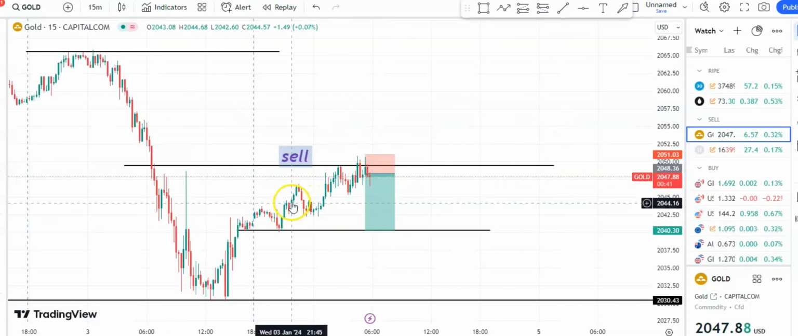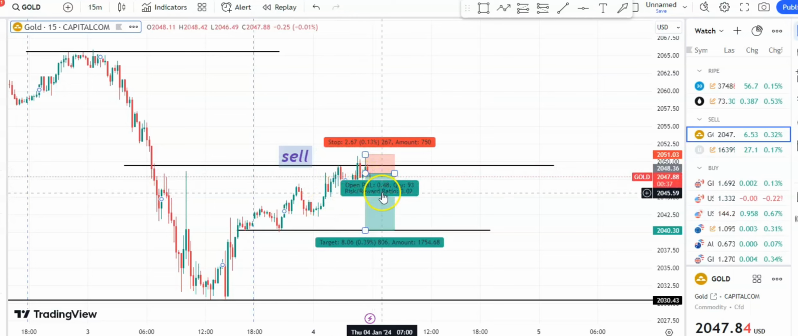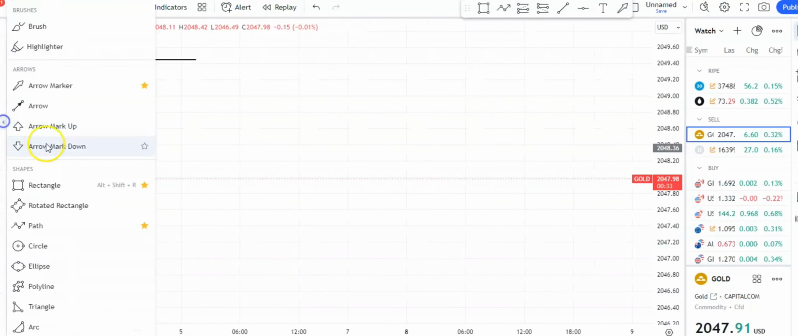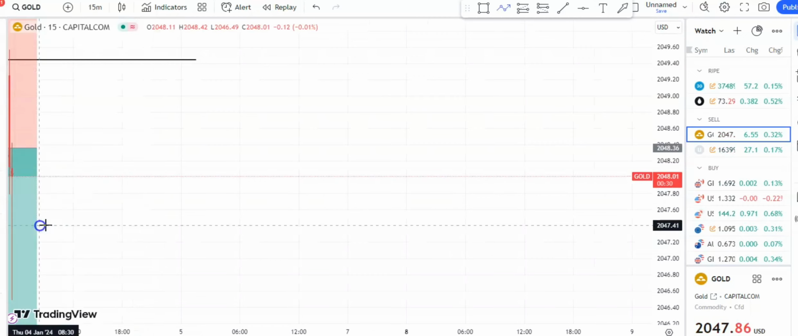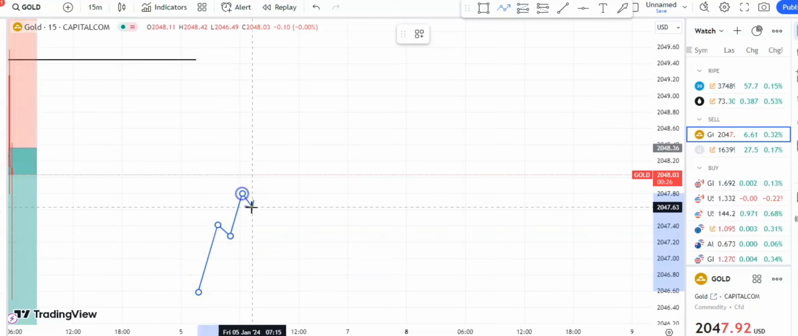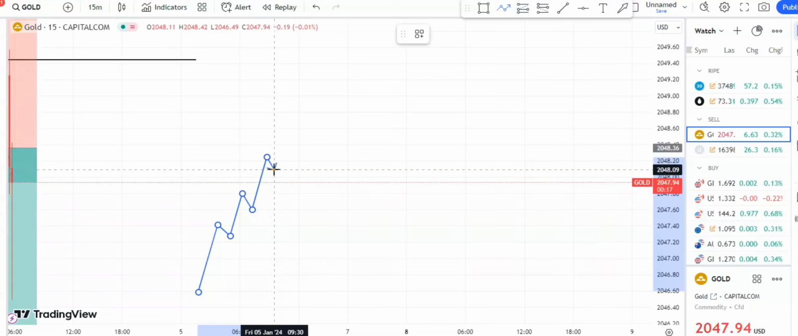Pump and dump setup is simply going up the stairs and then riding the elevator down. So what do I mean? This is how the typical pump and dump setup looks like. So we have a pump. A pump is just explosive moves going up. And then in our trading window, we are interested in the trading window.